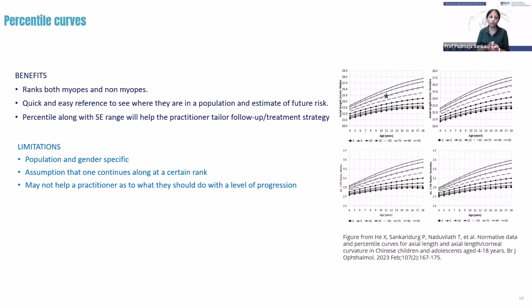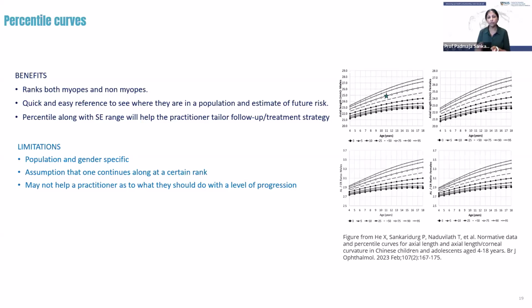For example, when we look at China, we know that the prevalence as well as the progression of myopia along the eastern seaboard of China is much higher than when we look at regions which are situated into the western parts of China. So here's what I call population and gender specific.